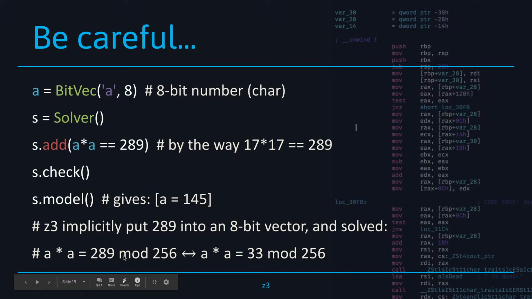And so what we end up doing is we get 289 mod 256, because that's the biggest value that we can store in this bit vector, and that's going to give us 33 for that value. And so we're actually going to get the wrong value when we try to execute this code, because we'll be finding the square root of 33 instead of 289. And so that's going to lead to a lot of issues if we're not careful.